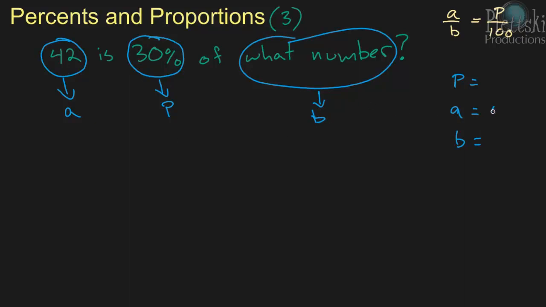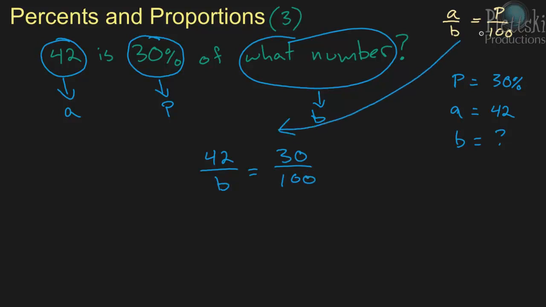So let's write this proportion. We know a is 42. We know p is 30%, or 30. And b, we don't know yet. So 42 over b equals 30 over 100. And all I'm doing is plugging those variables into our equation. And remember, this is the proportion we use to solve these percent problems.